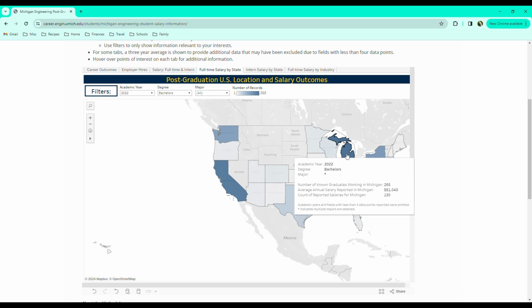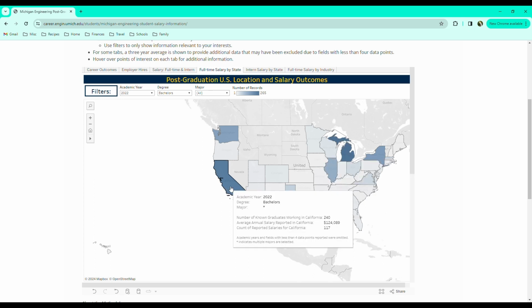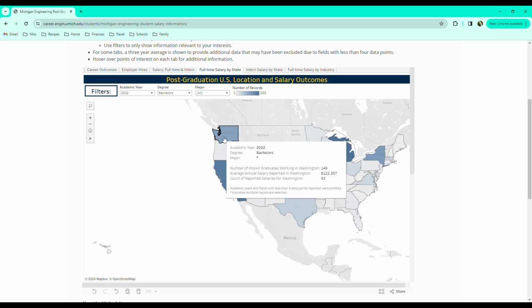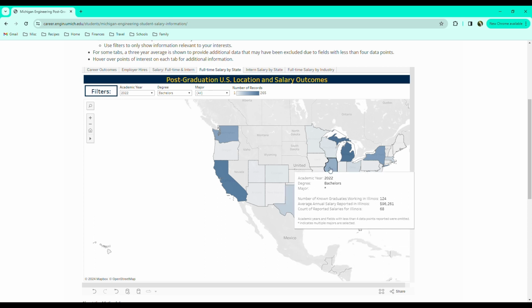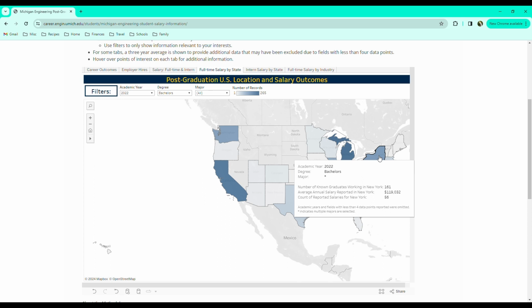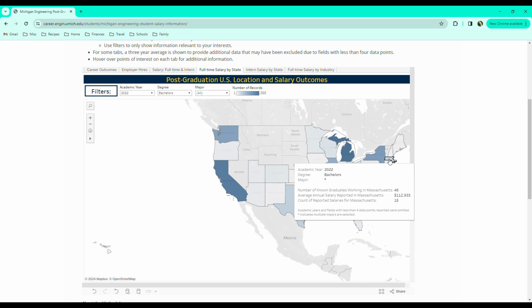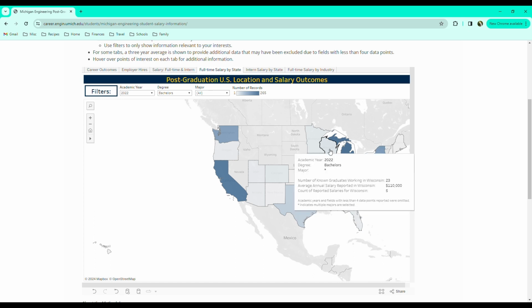So what I want to point out, though, is as we go to the salary information, the salary reported for those staying in Michigan is about $81,000. But if we go to California, that jumps up to 124, Washington 122, Texas 97. All of these numbers are pretty significantly above what the average salary is in Michigan. So some of that can be attributed to cost of living in some places, but you can tell that some places that are not known for high cost of living, like Wisconsin, 110,000.